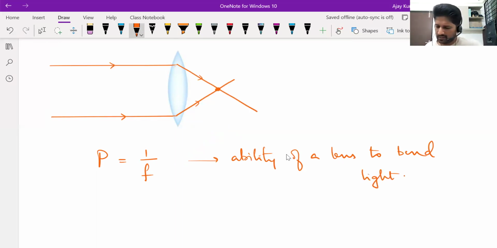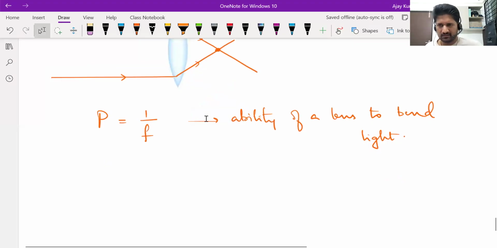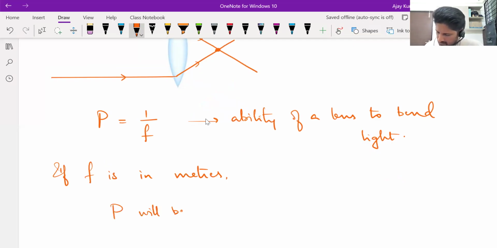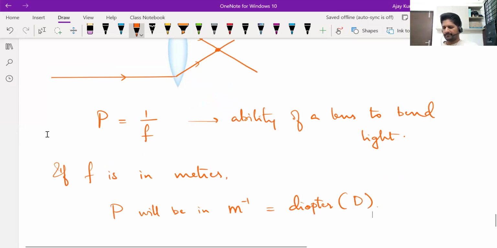Okay. And focal length is a length. Usually in problems we'll get it in centimeters, but the SI unit of length is meters. If focal length is in meters, then power will be in meter inverse, which is what we call diopter.